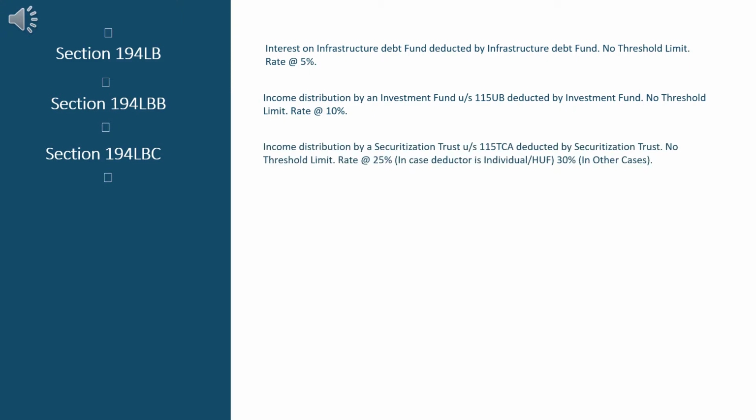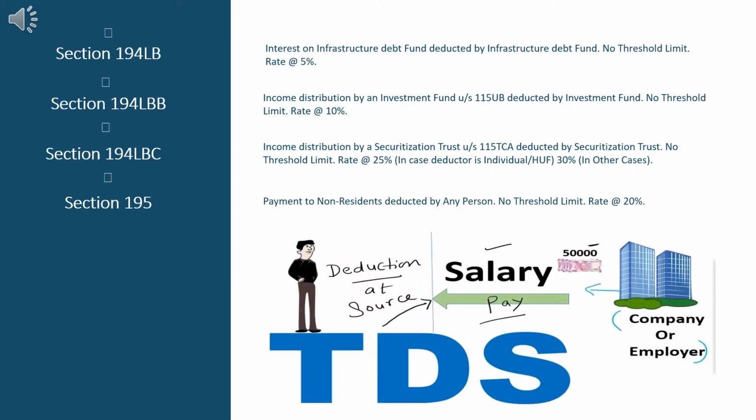Section 194LBC. Income distribution by a securitization trust under Section 115TCA. Tax to be deducted by securitization trust. No threshold limit. Tax rate at 25% in case deductee is individual or HUF, 30% in other cases. Section 195. Payment to non-residents. Tax to be deducted by any person. No threshold limit. Tax rate at 20%. End of sections.